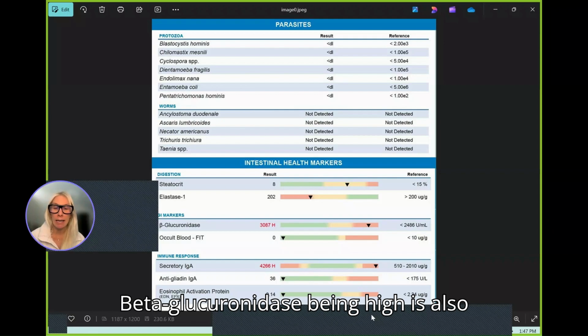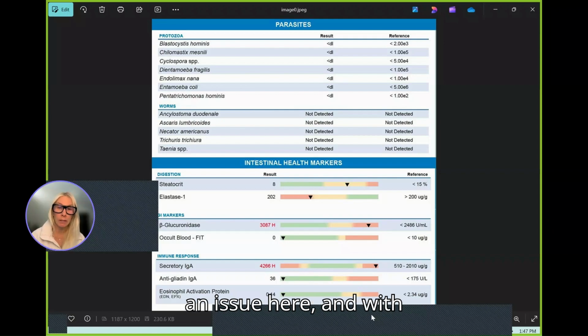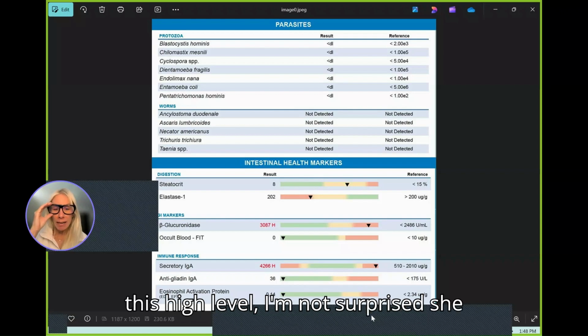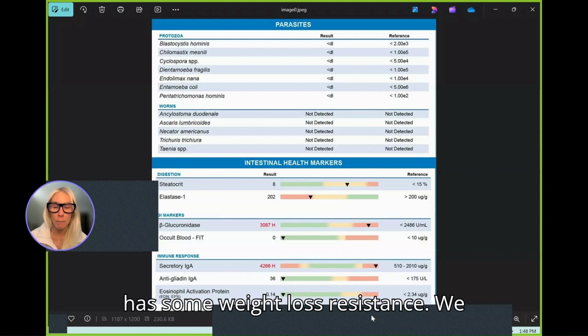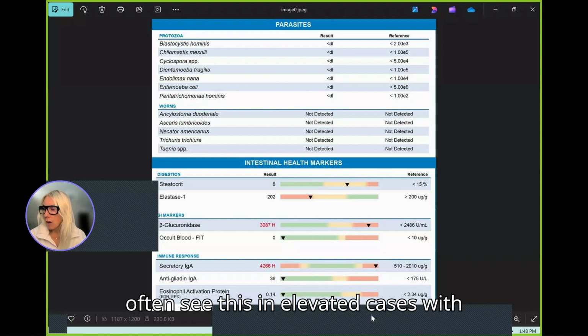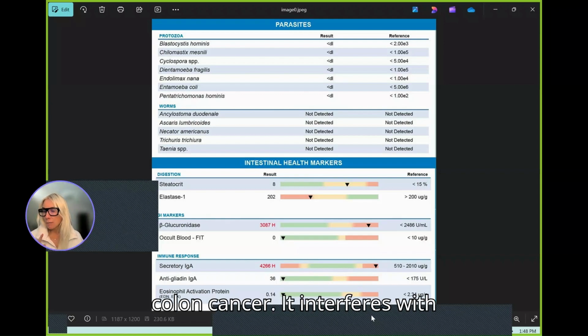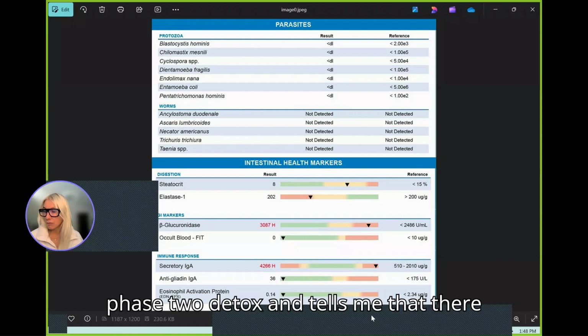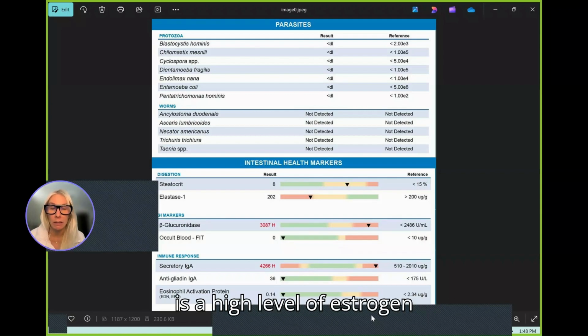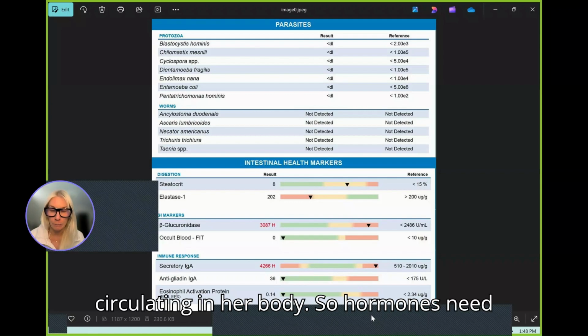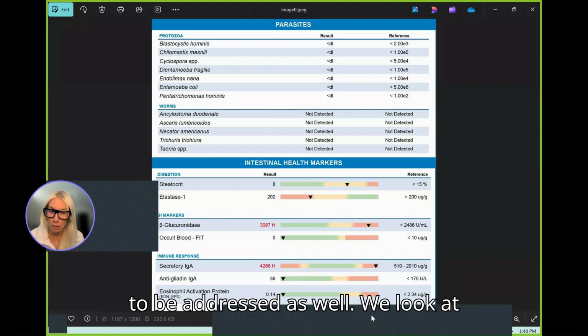Beta-glucuronidase being high is also an issue here. And with this high level, I'm not surprised she has some weight loss resistance. We often see this in elevated cases with colon cancer. It interferes with phase 2 detox and tells me that there is a high level of estrogen circulating in her body. So hormones need to be addressed as well.